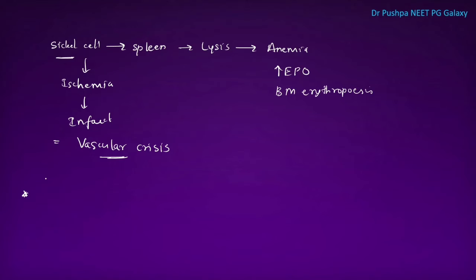There is something called hand and foot syndrome. That means there is pain in the hands and feet. There can be gangrene of the digits because there is a block in the small vessels. Similarly, we have chest syndrome. The patient will have chest pain and there can be autosplenectomy. Infarct in the spleen, so the spleen is replaced by fibrosis. So, there is functional asplenia.